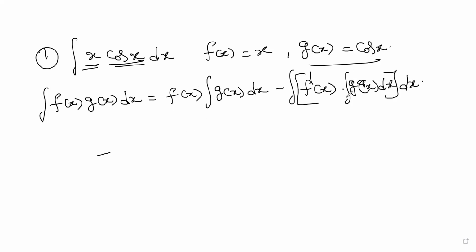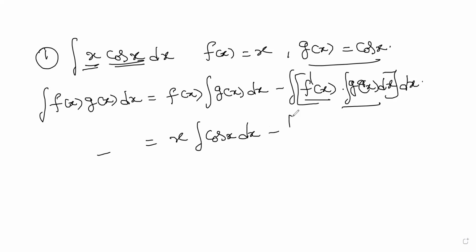Okay, this product f'(x) times integral g(x) dx, this entire product, you have to integrate once again. So that is the idea. And now what is f(x)? Let's substitute. f(x) is x, and then integral g(x) is my cos x, that's what we do, cos x dx.